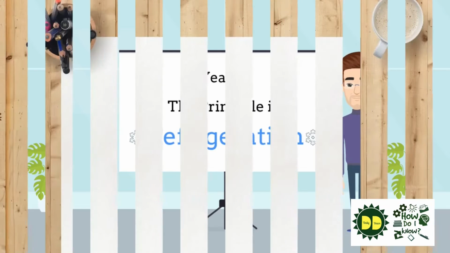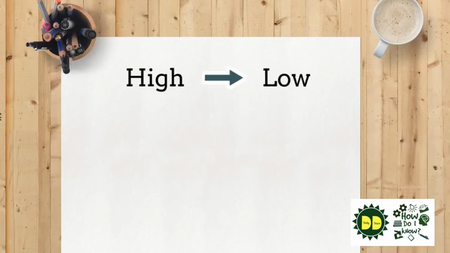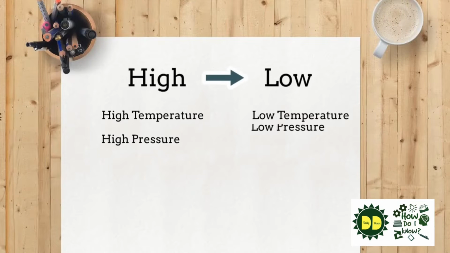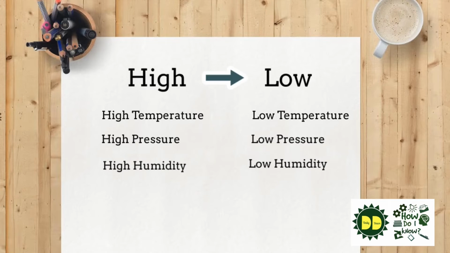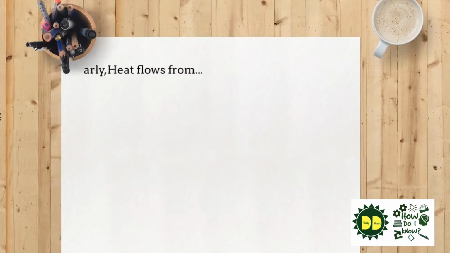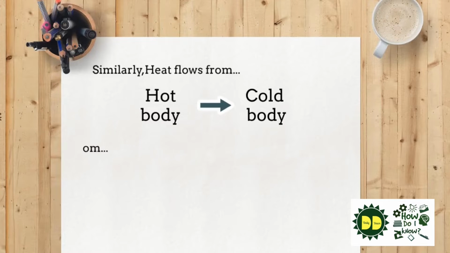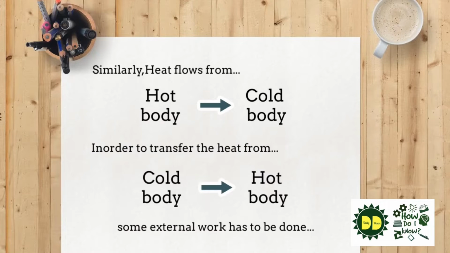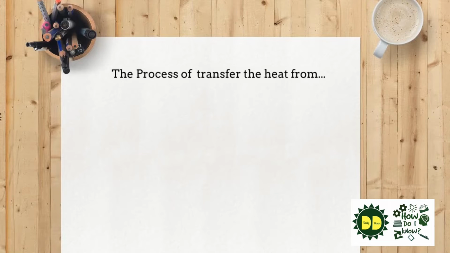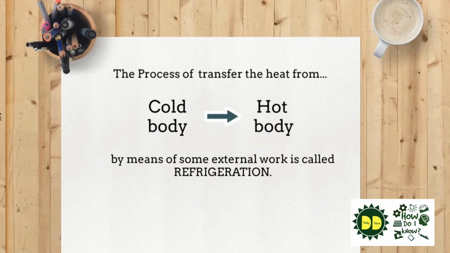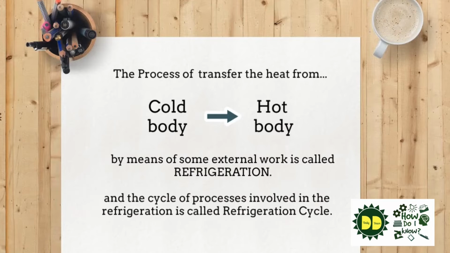In nature, everything in the universe flows from high to low, for example, high temperature to low temperature, high pressure to low pressure, high humidity to low humidity. Similarly, heat flows from a hot body to a cold body. In order to transfer heat from a cold body to a hot body, some external work has to be done. The process of transfer of heat from a cold body to a hot body by means of external work is called refrigeration, and the cycle of processes involved in refrigeration is called the refrigeration cycle.